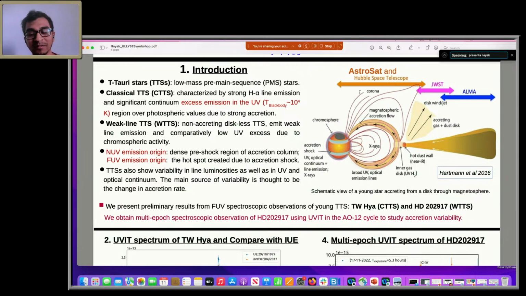So this proposal cycle, I'm going to propose again for TW Hydra and a couple more T Tauri stars, and hope to get the time. I'm going to share the poster in the Slack. If you have any doubts, please come to me. You can message me. Thanks. Wonderful.